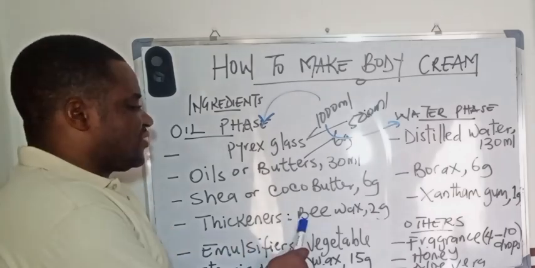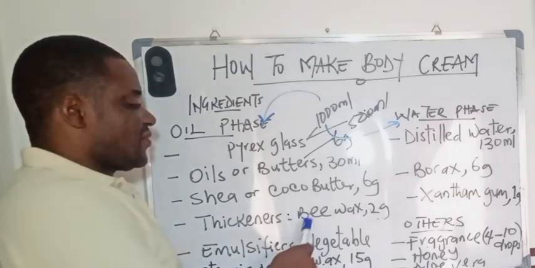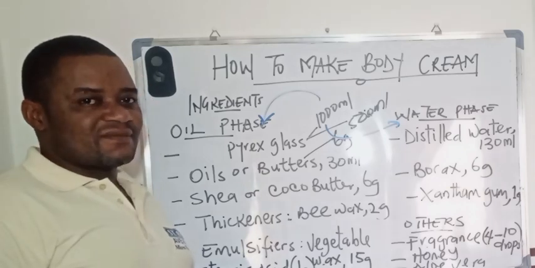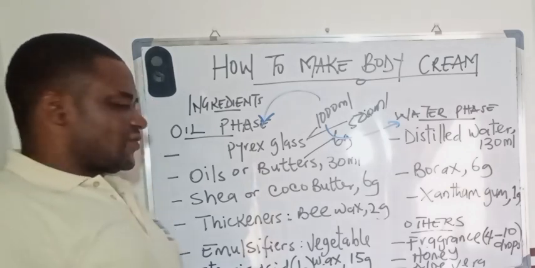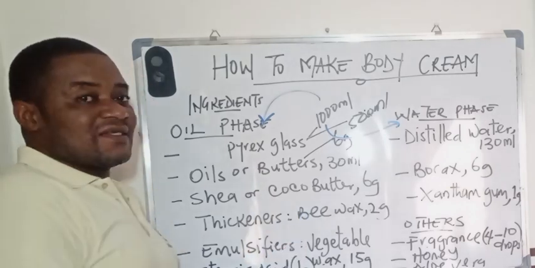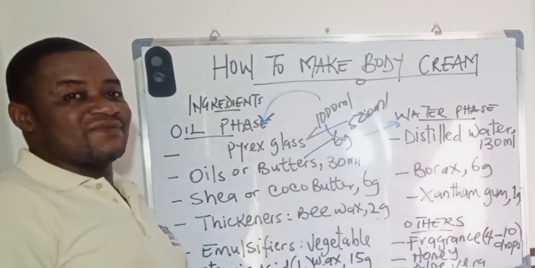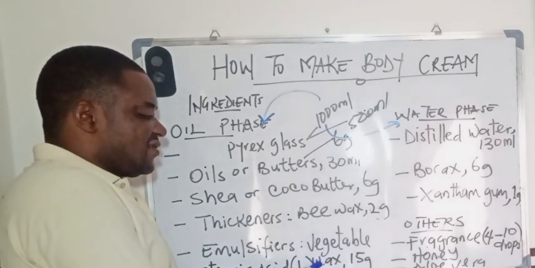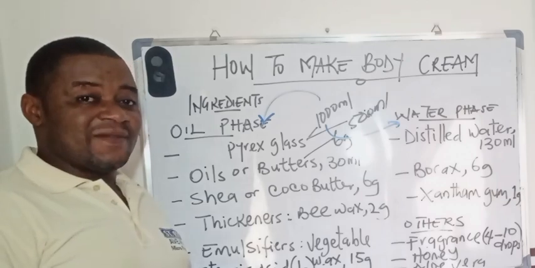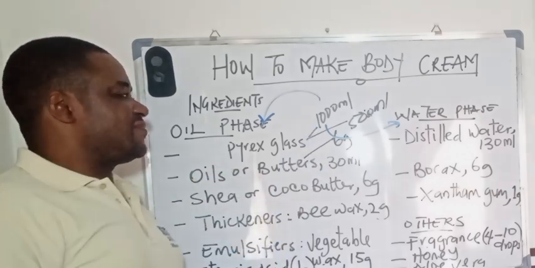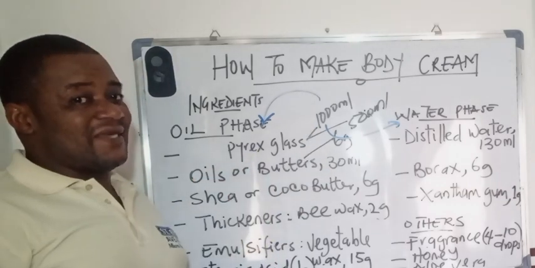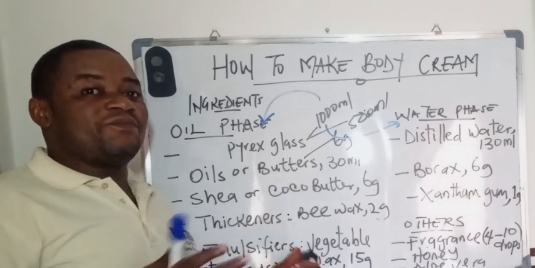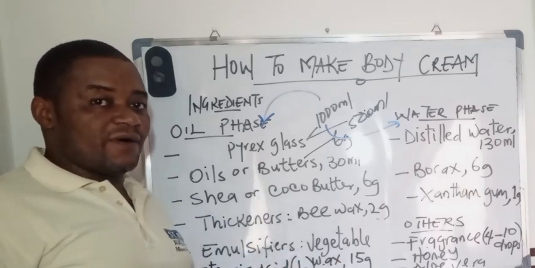Then you are going to weigh 2 grams of beeswax. Not much. So you weigh 2 grams of beeswax and add it into the 1000 ml flask. You also measure the emulsifier, 15 grams of vegetable wax, and add it to the 1000 ml Pyrex glass, which is a big glass, or your bigger stainless bowl.